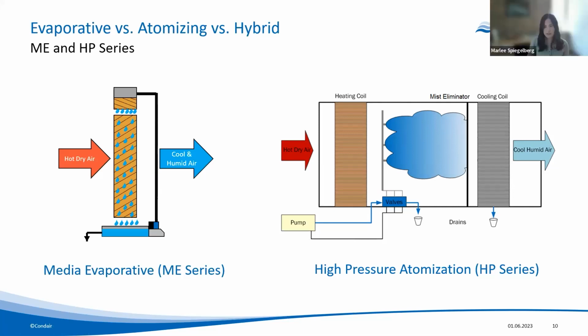High pressure systems, HP series: the water is treated with reverse osmosis and distributed into the duct using high pressure nozzles. Similarly to the evaporative system, the water is then absorbed into the airstream, which is cooled and humidified. High pressure systems generally have a very high control accuracy because of the setup.